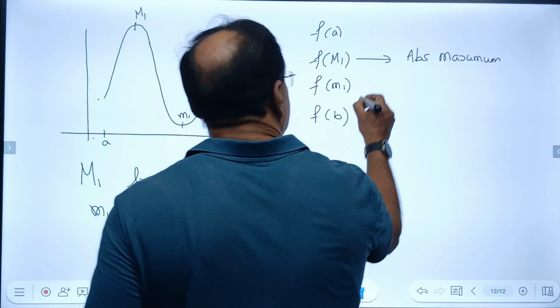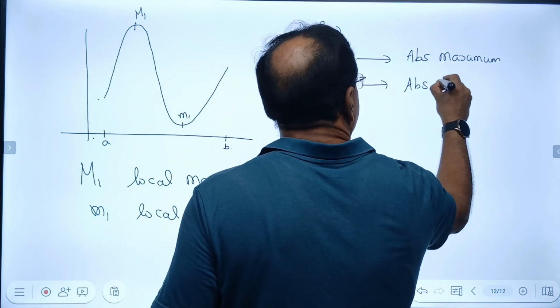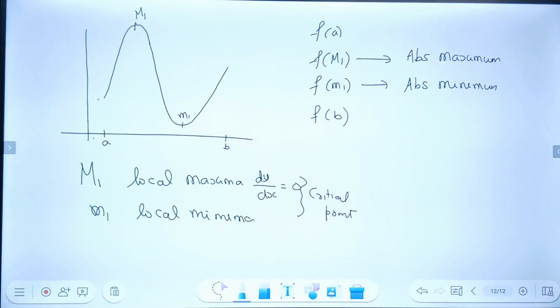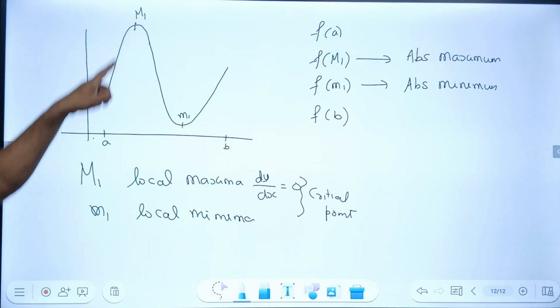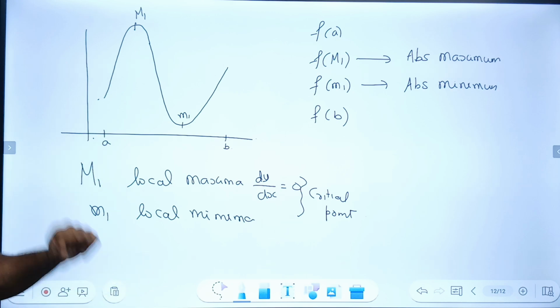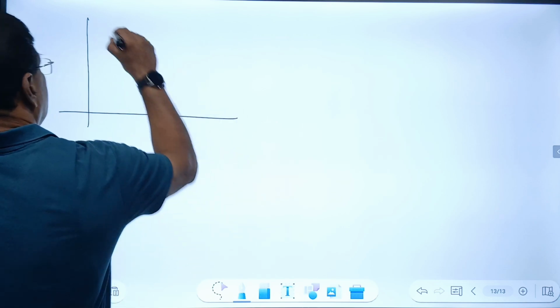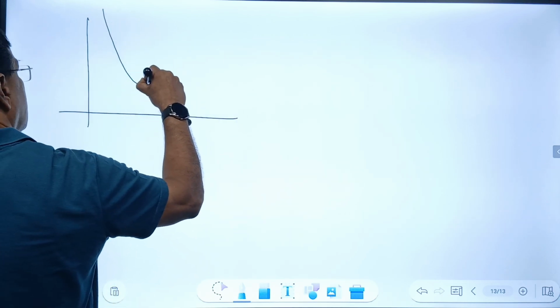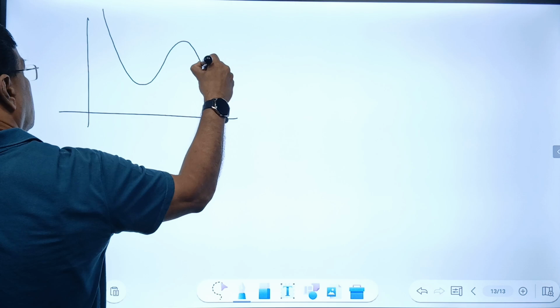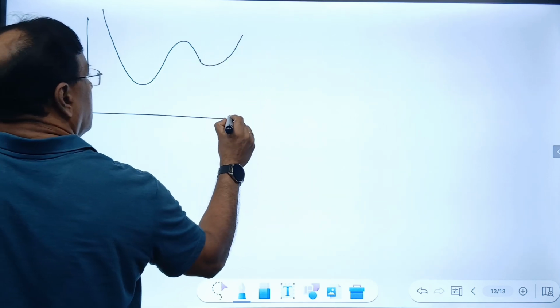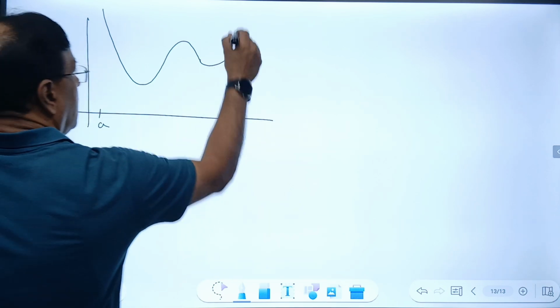Now, here you can see this will be an absolute minimum. Here you can see absolute maximum and absolute minimum both occur somewhere in between A and B. They don't occur at the end point like the previous situation. Okay, you can have one more situation if you want. For example, I start from here. This is A and this is B.